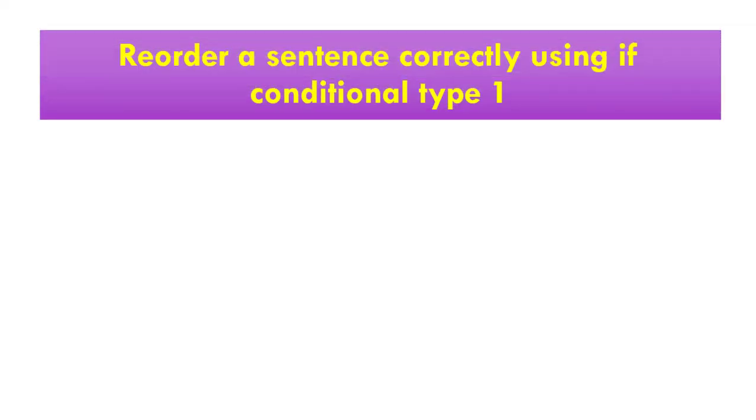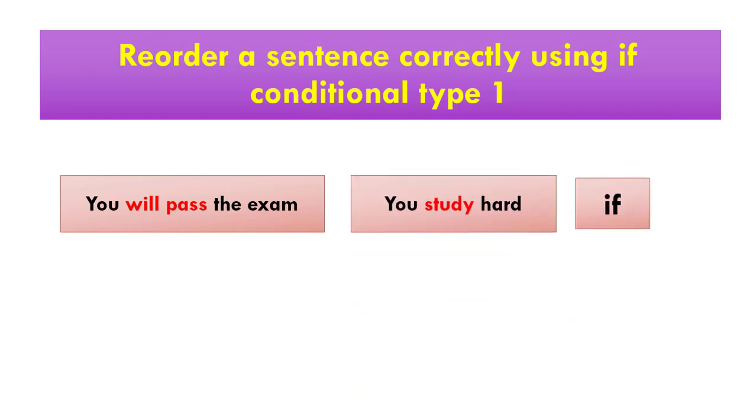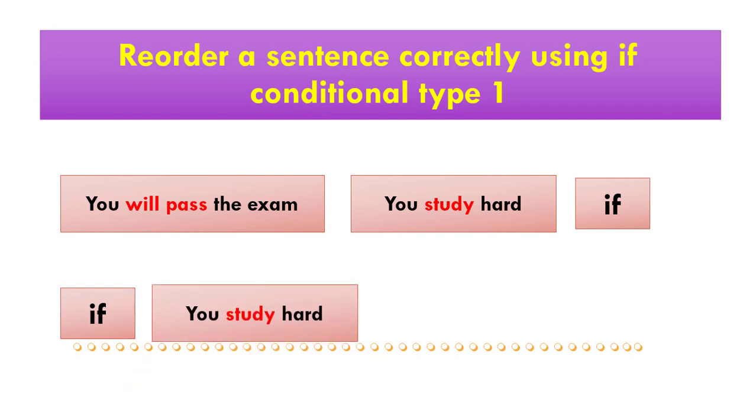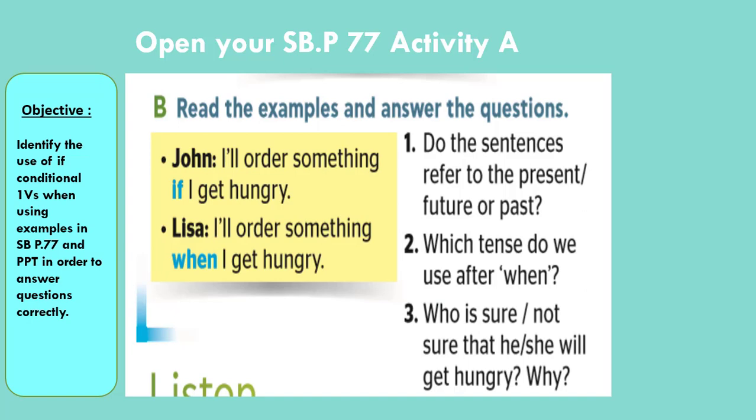Now, let's reorder a sentence correctly using if conditional type 1. We have: you will pass the exam, you study hard, and if. So, how can we order this sentence? We will start with if, followed by the present simple, which is you study hard, then we will complete with will. You will pass the exam. Now let's attempt exercise B. Read the examples and answer the questions.